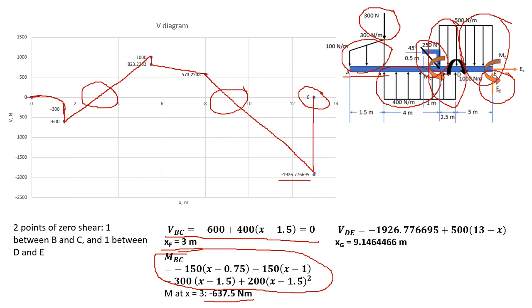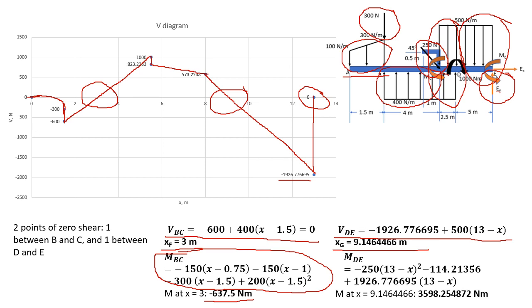Now for the second point of 0 shear, again, it's between D and E, so we use this one. Negative 1926.776695 plus 500 times 13 minus x. And equate that to 0, we get this value, 9.1464466 to be x. And then use the equation of MDE here to get the moment at that point. So what we get is 3598.254872 Newton meter positive.